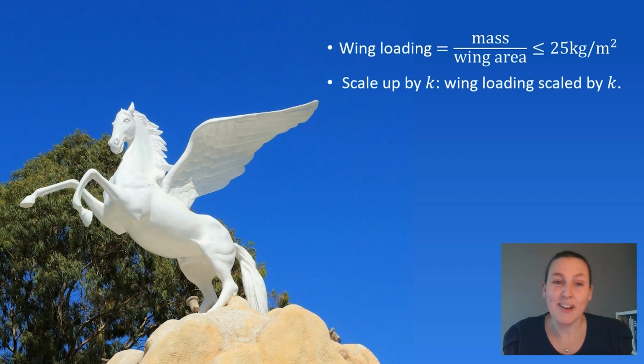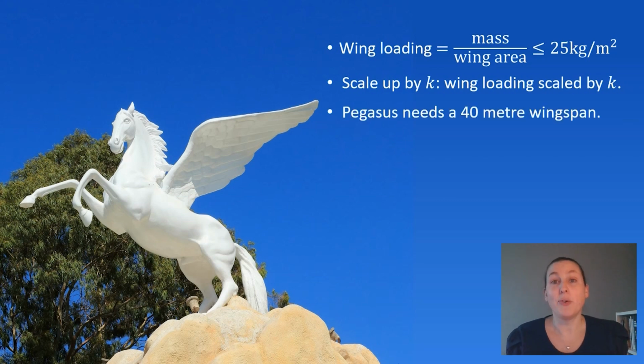What about a flying horse? Well, you can work out what the maximum would have to be for Pegasus to be able to fly. Just putting in the wing loading of 25 kilograms per meter squared, and say a horse weighs about 500 kilograms or something like that, he would need a 40-meter wingspan in order to be able to fly. I mean, that's a pretty big stable he's going to need. He certainly would not look like this statue.